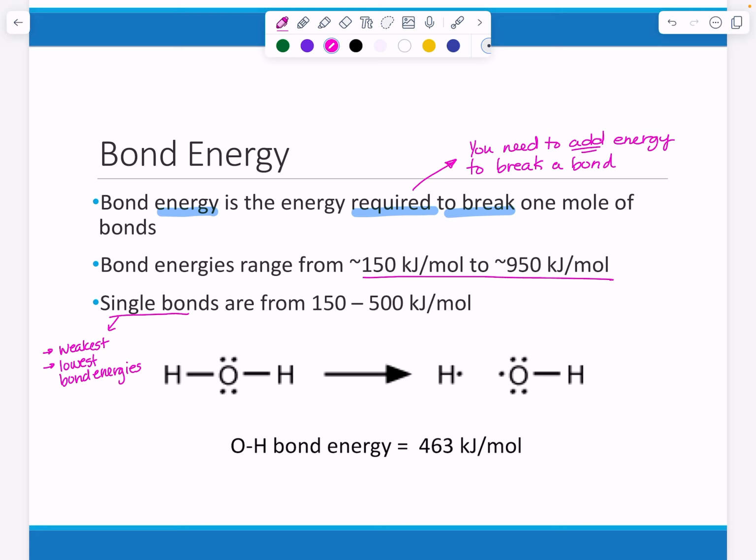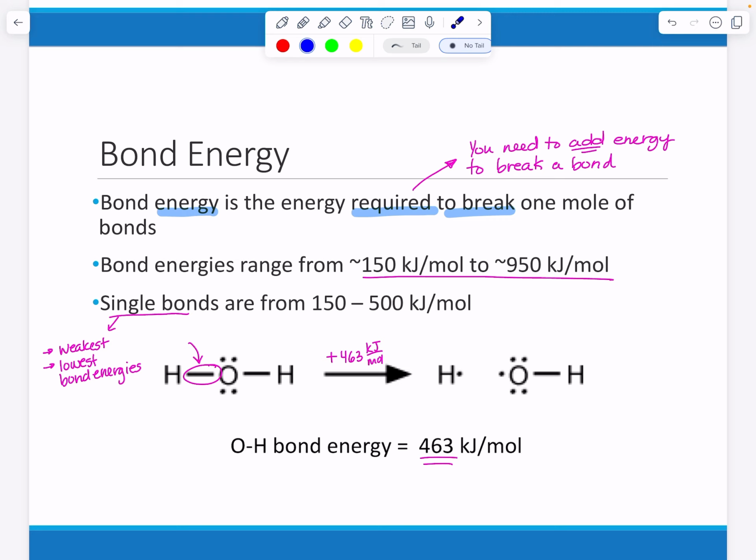All right, so the example we have here is this bond right here, your bond between your oxygen and your hydrogen. I'm actually going to move that to the one that's actually broken in the figure. When we break that bond, we have to add in 463 kilojoules per mole. This is for a mole of water molecules. We would have to add that much energy in to break that bond.